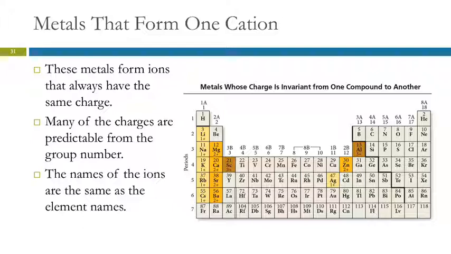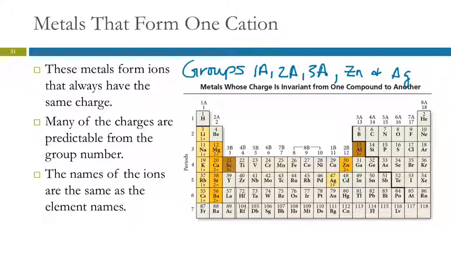So this is groups 1A, 2A, 3A, zinc, and silver. Zinc is always 2 plus, silver is always 1 plus. So groups 1A, 2A, and 3A, those are easy. The charge is the same as the group number.